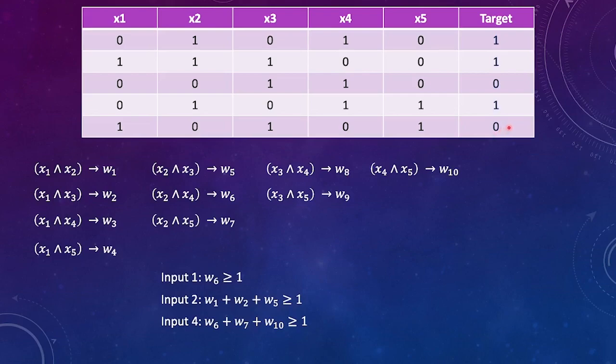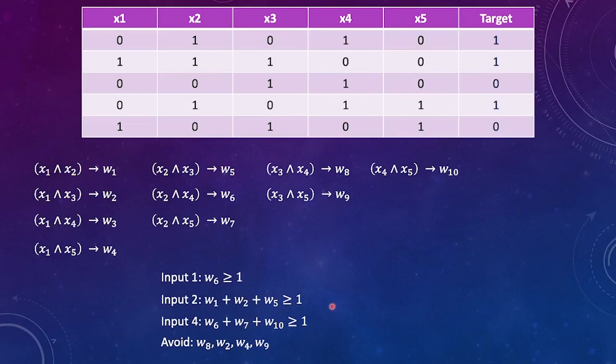Similarly, for this example, we want to avoid three different clauses, right? Which are x1 and x3, x1 and x5, and x3 and x5. All three of them we want to avoid, right? So if we write it down, essentially we want to avoid w8, w2, w4, and w9, right? So this essentially captures the requirement for generating our Boolean decision rule.